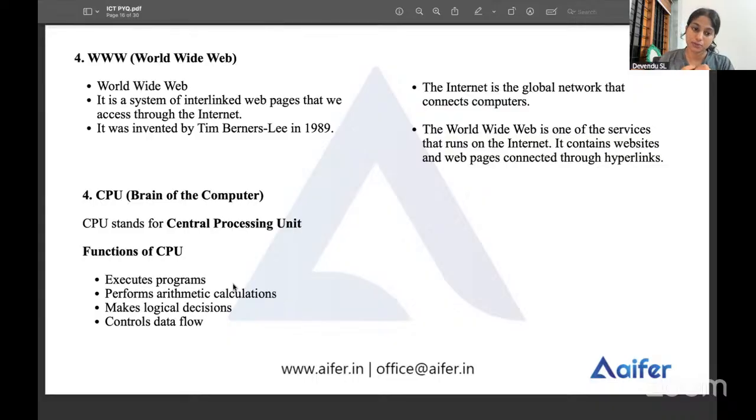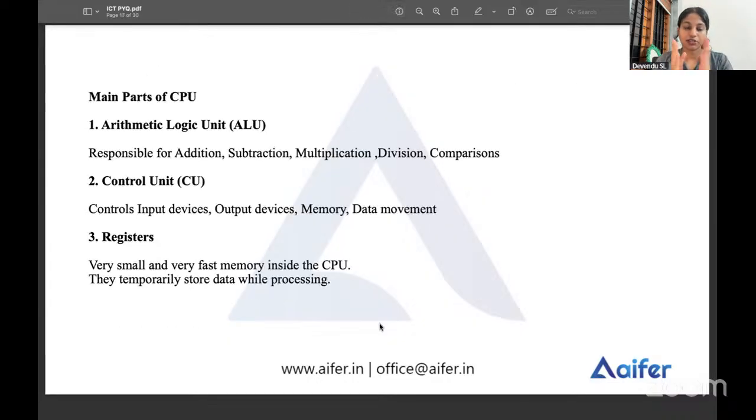And the CPU is the brain of the computer. CPU stands for Central Processing Unit, and its functions include executing programs, performing arithmetic calculations, making logical decisions, and controlling data flow. There are also some parts of the CPU which are important. First is the arithmetic logic unit, where we do addition, subtraction, multiplication, division, and comparisons. Second is the control unit.